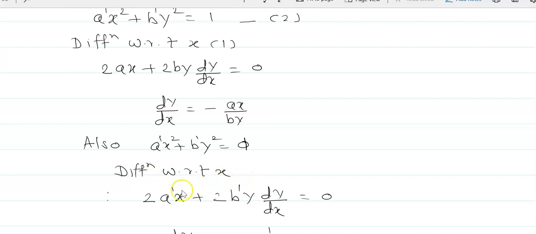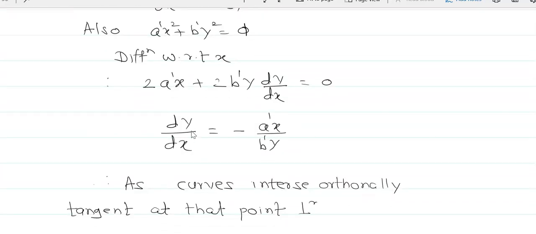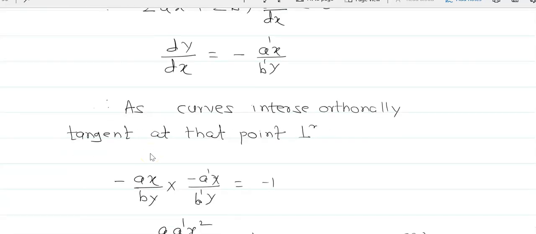Differentiate this with respect to x: the derivative of x² gives 2a'x, plus the derivative of y² gives 2b'y into dy/dx, equals 0. Therefore, dy/dx = −a'x/b'y. As the curves intersect orthogonally, the tangents at the point are perpendicular, meaning the tangents drawn to the curves are perpendicular to each other. It's clear that the product of their slopes equals −1.